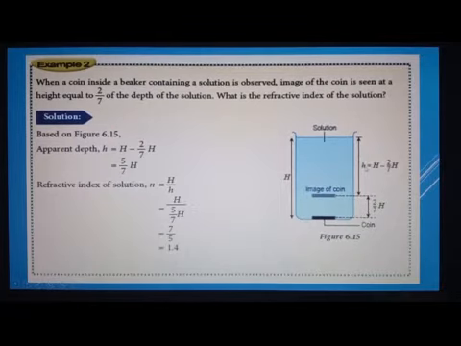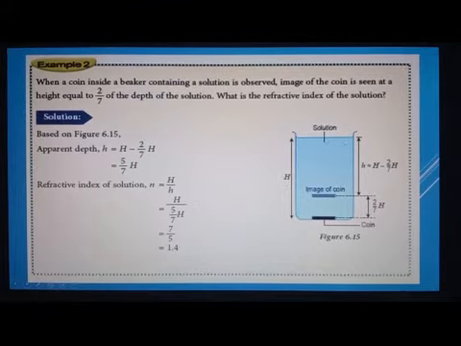So given a small h, sorry, given is the height of the image from the bottom of the beaker is 2/7 h. But we don't want to use this one. What we are going to use is the real depth and the apparent depth. So the total height here is capital H, so this one will be the real depth.